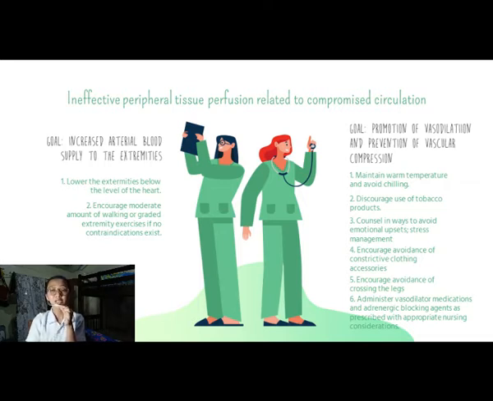Sixth, administer vasodilator medication and adrenergic blocking agents as prescribed and with appropriate nursing considerations. The vasodilators relax smooth muscles while the adrenergic blocking agents block the response to the sympathetic nervous impulses.